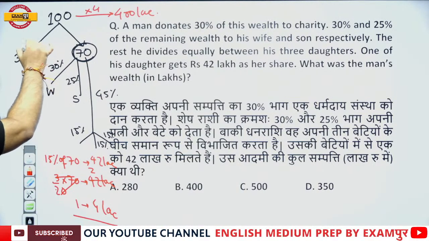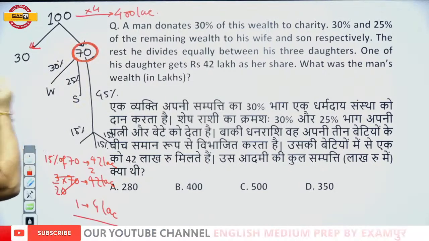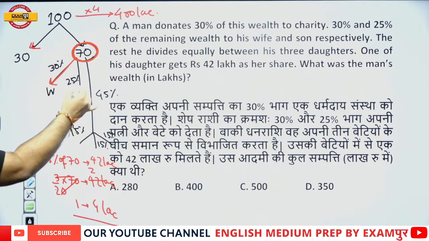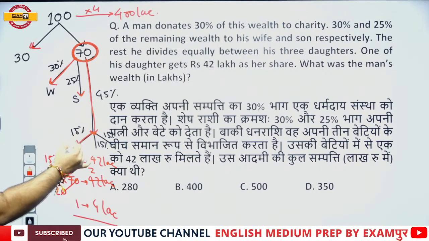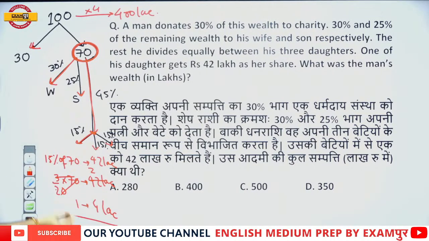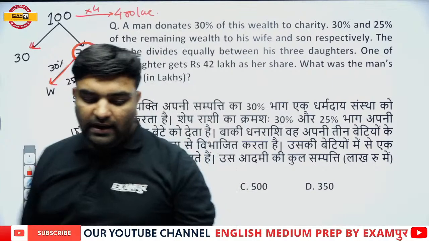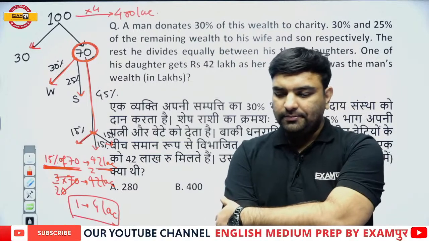So initially 30% is gone, then 70% is remaining. Of this 70%, 30% goes to the wife and 25% to the son, so 55% is gone and 45% goes to the daughters. Out of these 45%, there are 3 daughters, 15% each. So 15% of 70 is equal to 42 lakh. So 1 is equal to 4 lakh, and 100 is equal to 400 lakh. Purely clear, guys, 100% clear. Even a single issue, you can ask me.